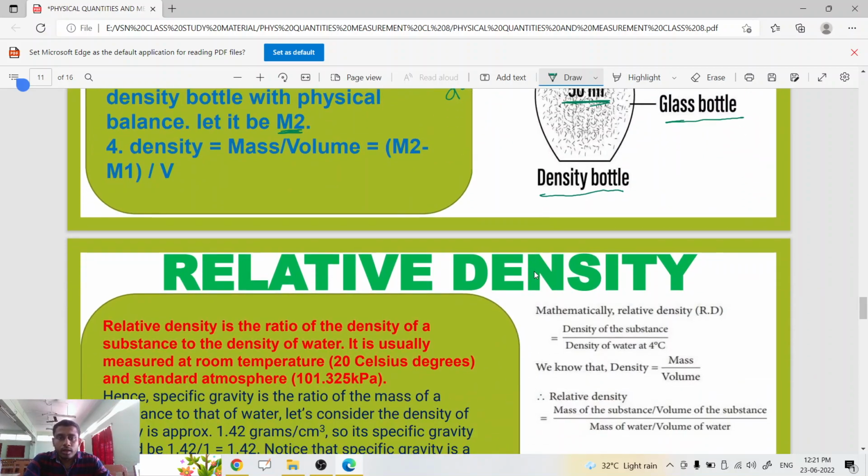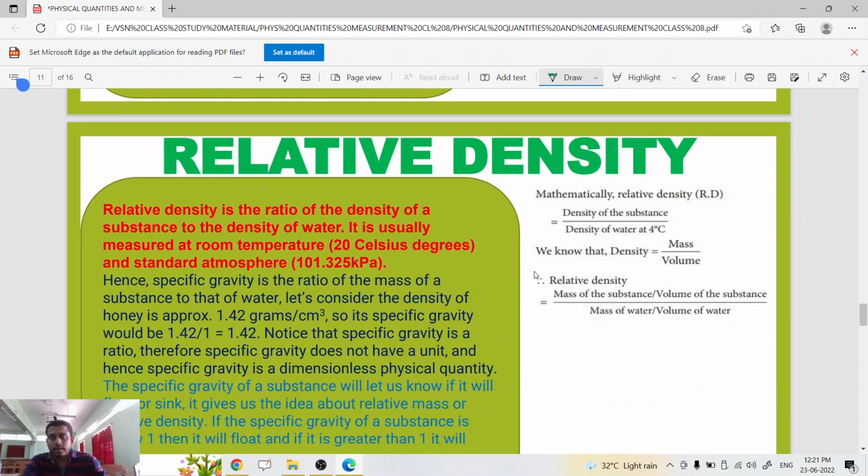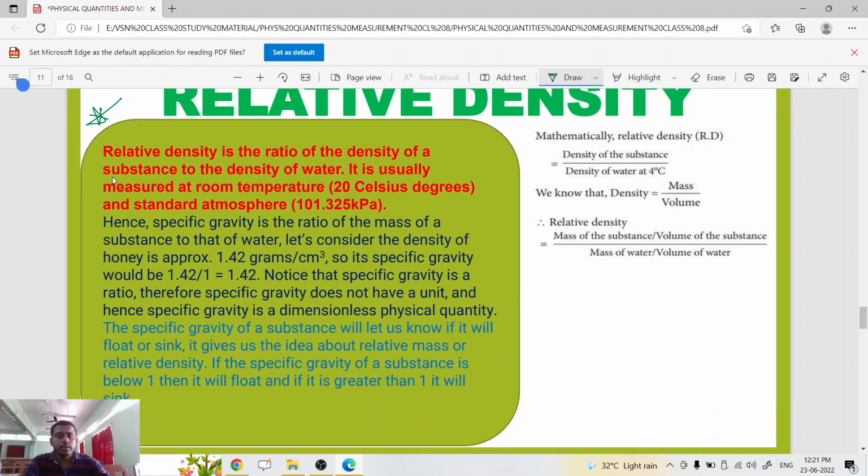Now we move to our next portion, that is very important, that is relative density. Generally, what is the meaning of relative density? Relative density is the ratio of the density of a substance to the density of water. Basically it is the ratio of two densities. One is the density of the substance and the other is the density of water, and it is usually measured at room temperature, that is 20 degrees Celsius, and standard atmospheric pressure. Relative density is also known as specific gravity.